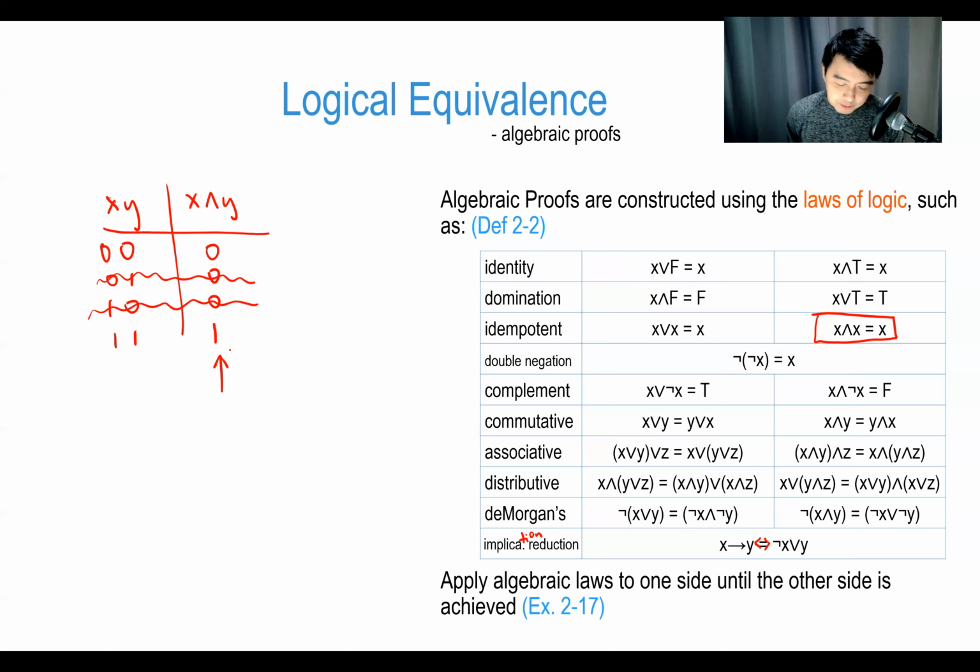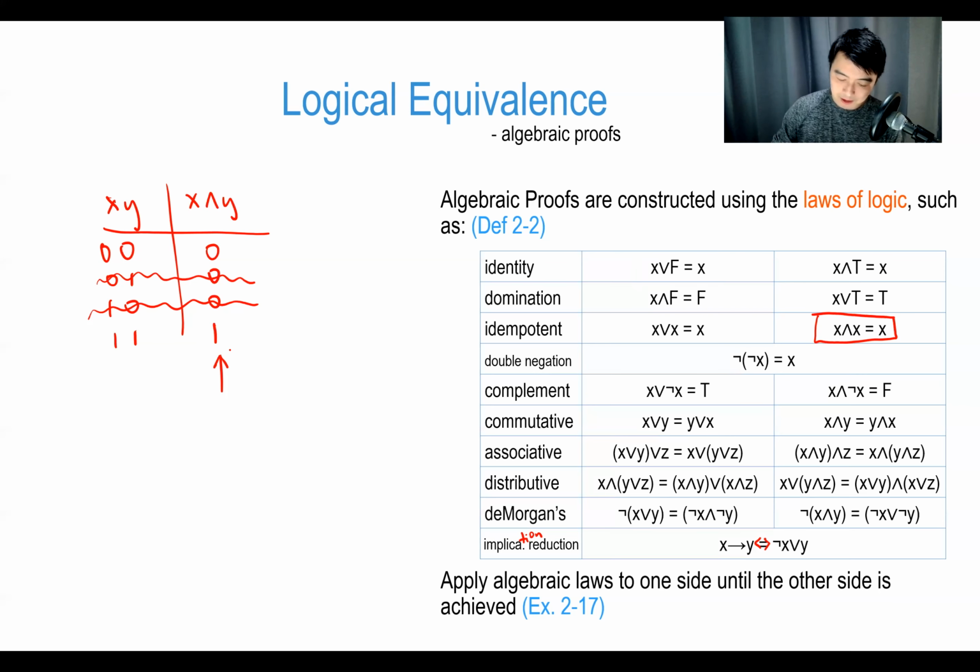So the next one, we have a double negation. If I said not not x, it's the same as x. So if I said it is not the case that today is not Thursday, then it's the same as saying today is Thursday. So that's a double negation law.